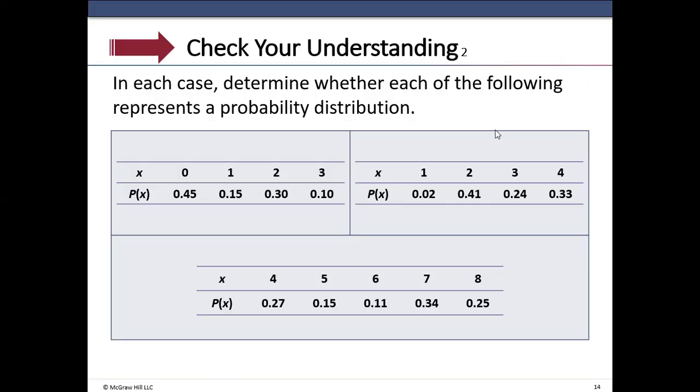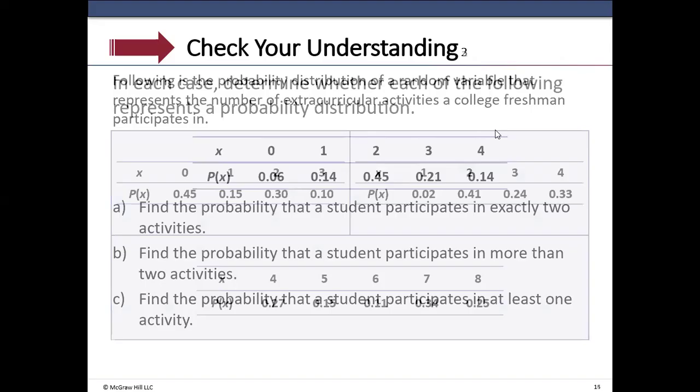How about the third one? On the bottom, 0.27 plus 0.15 is 0.42, plus 0.11 is 0.53, plus 0.34 is 0.87, plus 0.25 is greater than 1. So the one on the bottom is not a probability distribution.